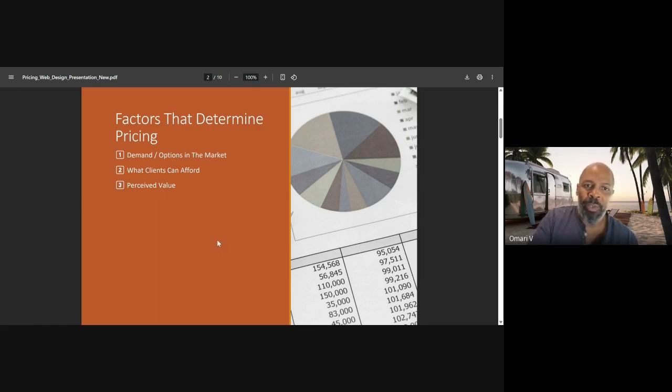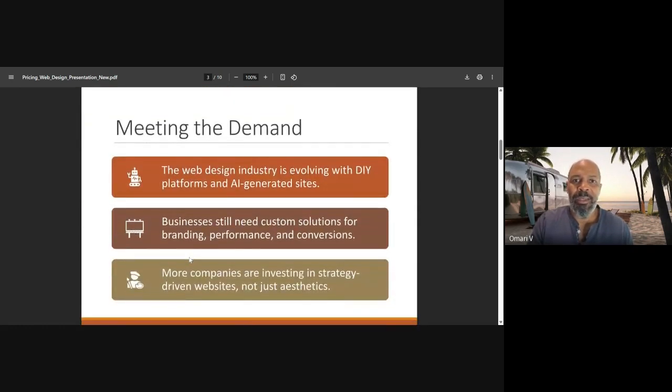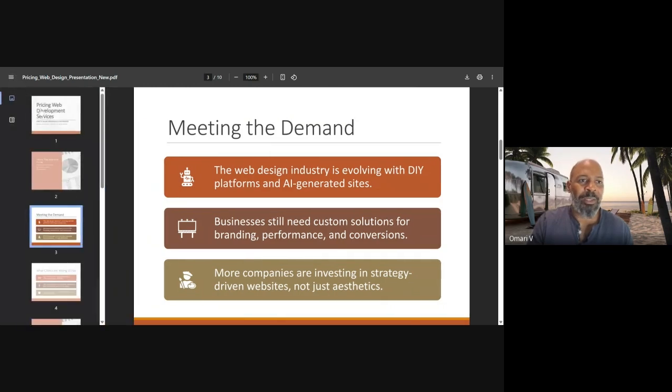There's also what the clients can afford. Now that's really important. That's something I always think about. It's something that I talk about when it comes to which market you're in, because if you were in a particular market and you want to charge $50,000 for websites, but your clients don't have $50,000, then it's going to be a problem. And then of course the perceived value as well, and that's really important. That kind of goes back to value-based pricing.